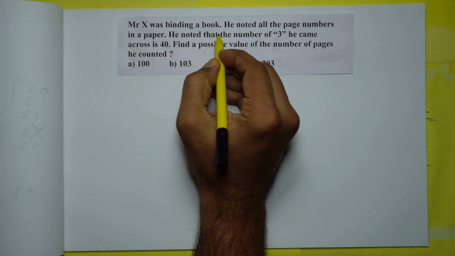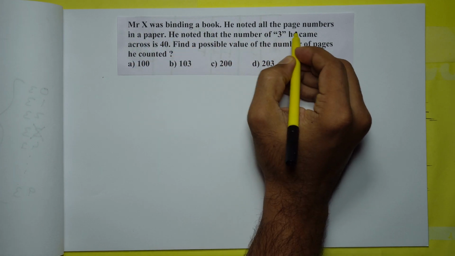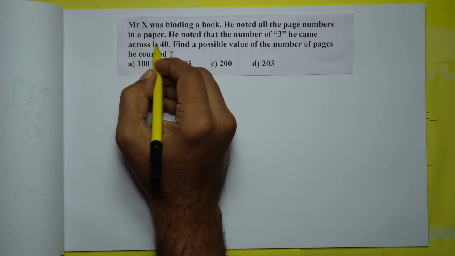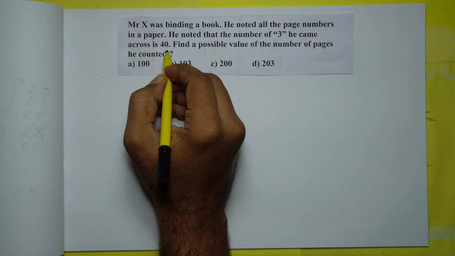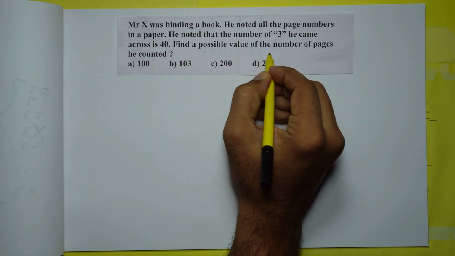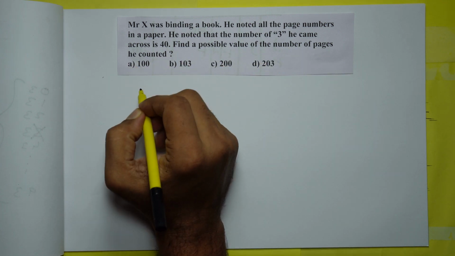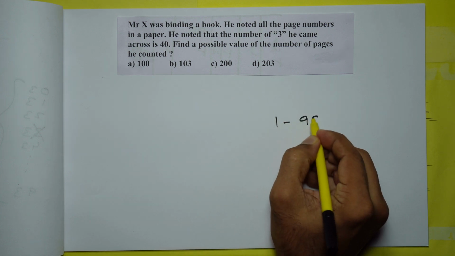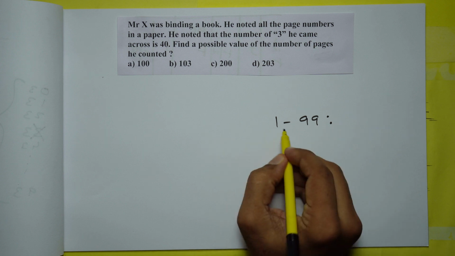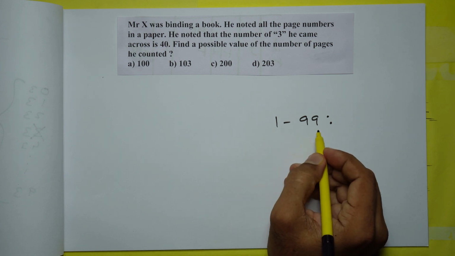Mr. X was binding a book. He noted all the page numbers on a paper. He noted that the number of 3's he came across is 40. Find a possible value for the number of pages he counted. So consider the numbers from 1 to 99. So how many 3's will be there from 1 to 99?